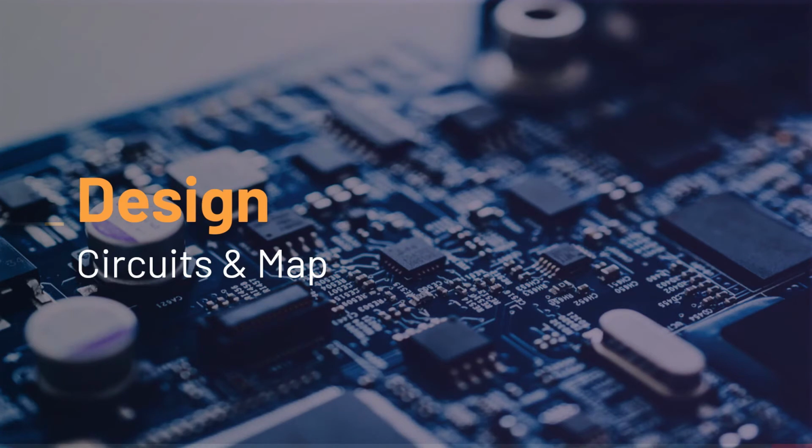Let's talk about design. We divide the design section into two parts. One part is for the circuit, which basically consists of two circuits, the transmitter circuit and the receiver circuit. And the other part is to discuss the digital map. Let's begin with the map.